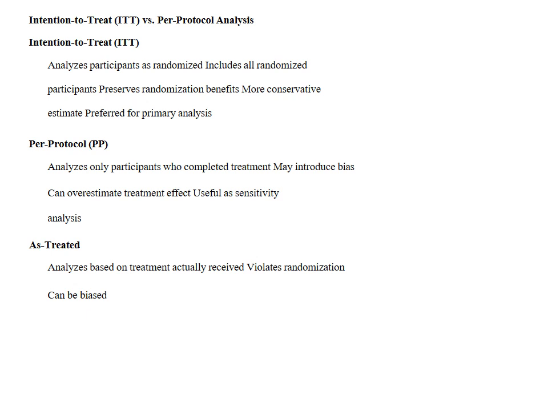Intention to treat versus per protocol analysis. What is the intention to treat? Analyzes participants as randomized, includes all randomized participants, preserves randomization benefits, more conservative estimate, preferred for primary analysis. Per protocol analyzes only participants who completed treatment, may introduce bias, and can overestimate treatment effect, useful as sensitivity analysis. As treated, analysis based on treatment actually received, violates randomization, can be biased.